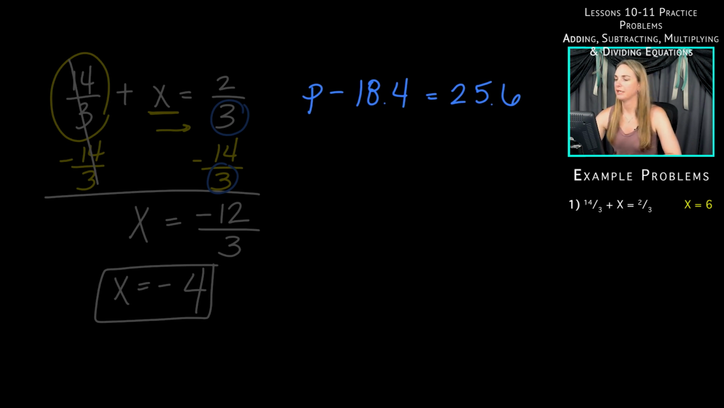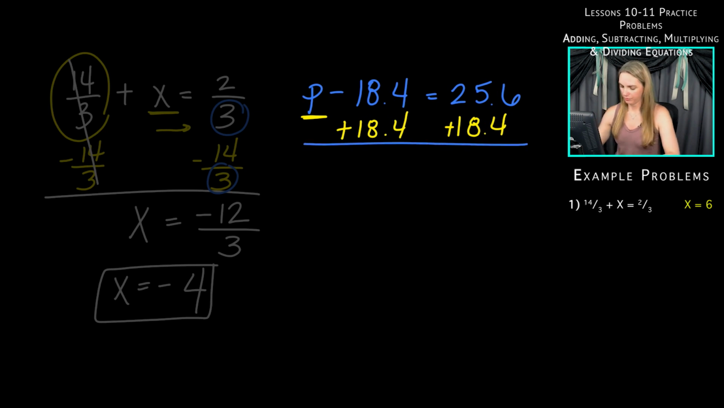So we want to get the p by itself, that's our variable, and it is p minus 18.4, so I'm going to want to add 18.4 in order to isolate that p. Now, whatever I do to one side, I have to do to the other side. So this other side, I'm also going to add 18.4. So negative 18.4, excuse me, plus 18.4 equals 0. That cancels out. So all I'm left with on this side is p. On the other side, I'm going to add these together because they're both positive.